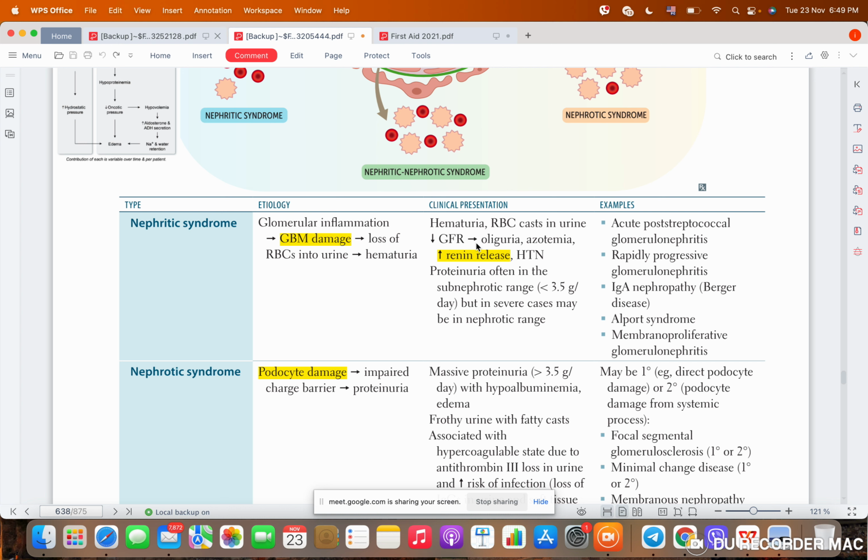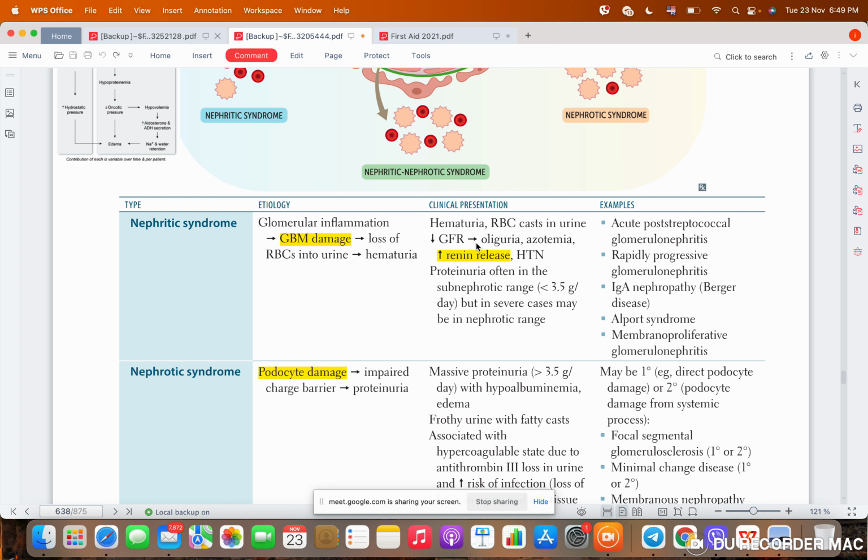Okay, so increased renin release will happen due to the kidney dysfunction. Basically, you remember the organ that was responsible for controlling the RAS system was the kidney. Also, hypertension can occur in nephritic syndrome, which we'll speak about in a second. Why? Because of the increased renin activity, basically. So, okay, renin activity is increased. How does that lead to hypertension?